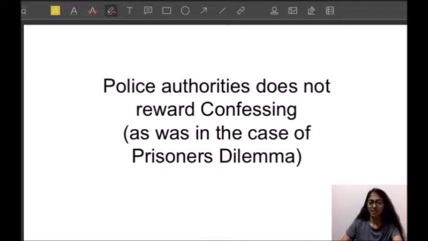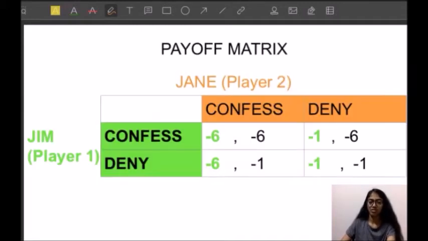Now, if we compare this situation with the previous prisoner's dilemma situation, we see that the authorities do not reward confessing to the crime. So, the payoff matrix for the following game is, if they both confess, then they both are given jail of 6 years, and if the suspect who confesses while the other denies, then the person who confesses will be given jail of 1 year as he has cooperated with the authorities, while the other will be given jail of 6 years. And if they both deny, then they both will be given jail of 1 year each. So now let's find out the outcome of the game.